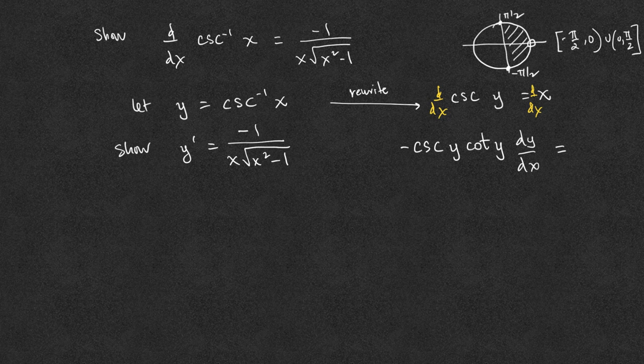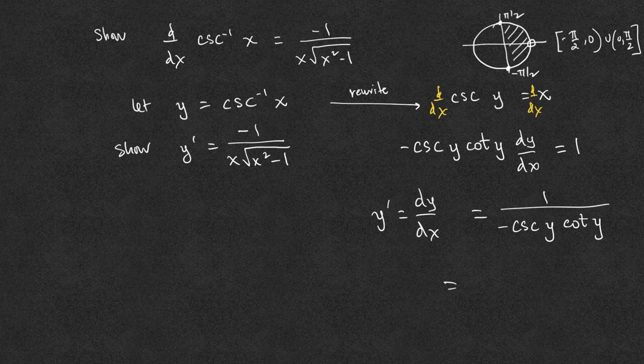On the right-hand side, the derivative of x with respect to x is 1, and so we end up with dy dx, which is y prime, equals 1 over negative cosecant of y times cotangent of y, which is negative 1 over cosecant of y cotangent of y. And this is the derivative of cosecant inverse of x. But we can't leave the answer in terms of y.